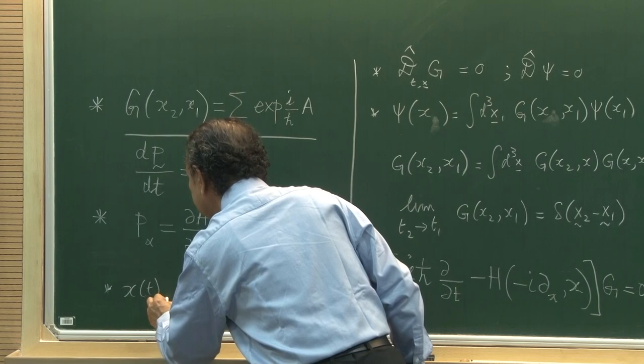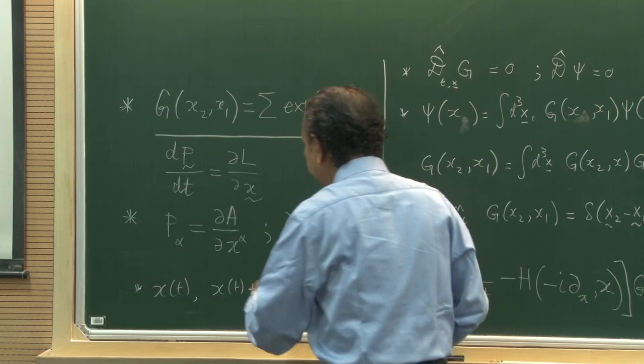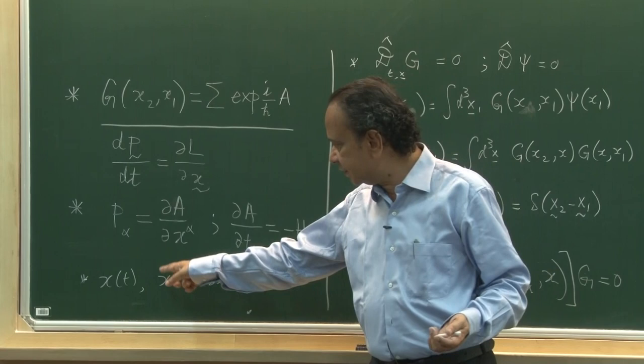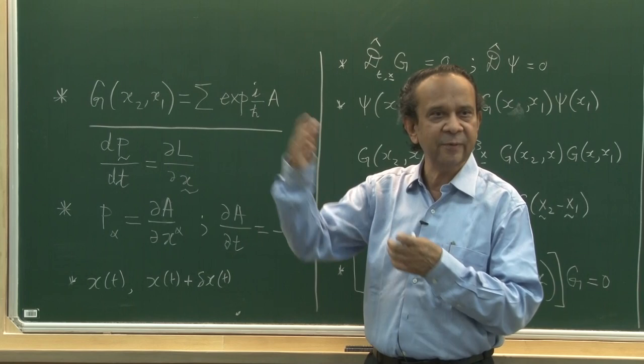Now I consider another set of paths which are x of t plus y of t. It can be even finite, but instead of that I will just put delta x of t, which is something added. Whether I sum over all these x of t or over all these is the same, because a path which is listed here, x of t plus some function, will also be there in this, provided delta x vanishes at the endpoint. I am only studying paths which vanish at the endpoint and are forward going. Except for that, I could have summed over this or over this.